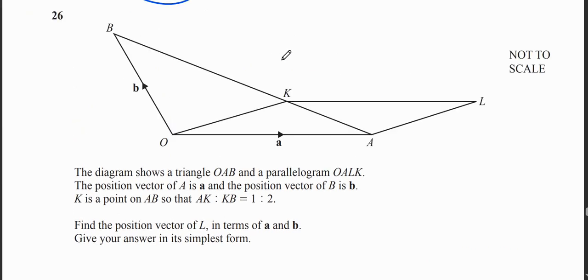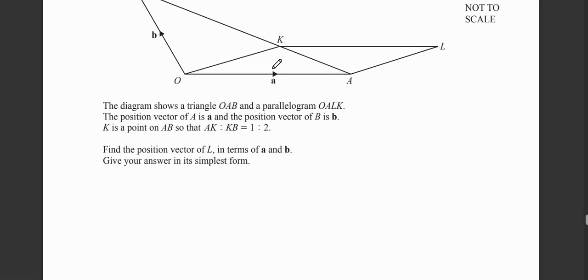Okay. Moving on to question number 26. The diagram shows a triangle OAB and a parallelogram OALK. The position vector of A is A, and the position vector of B is B. K is a point on AB so that AK to KB is 1:2. Find the position vector of L in terms of A and B. Give your answer in its simplest form.